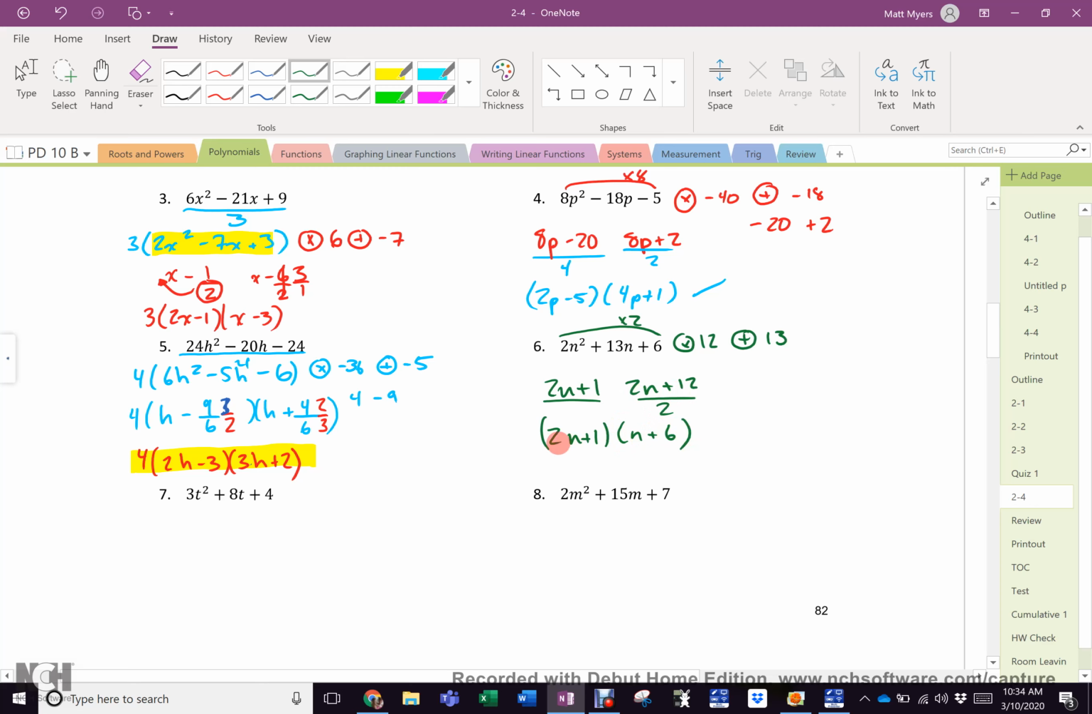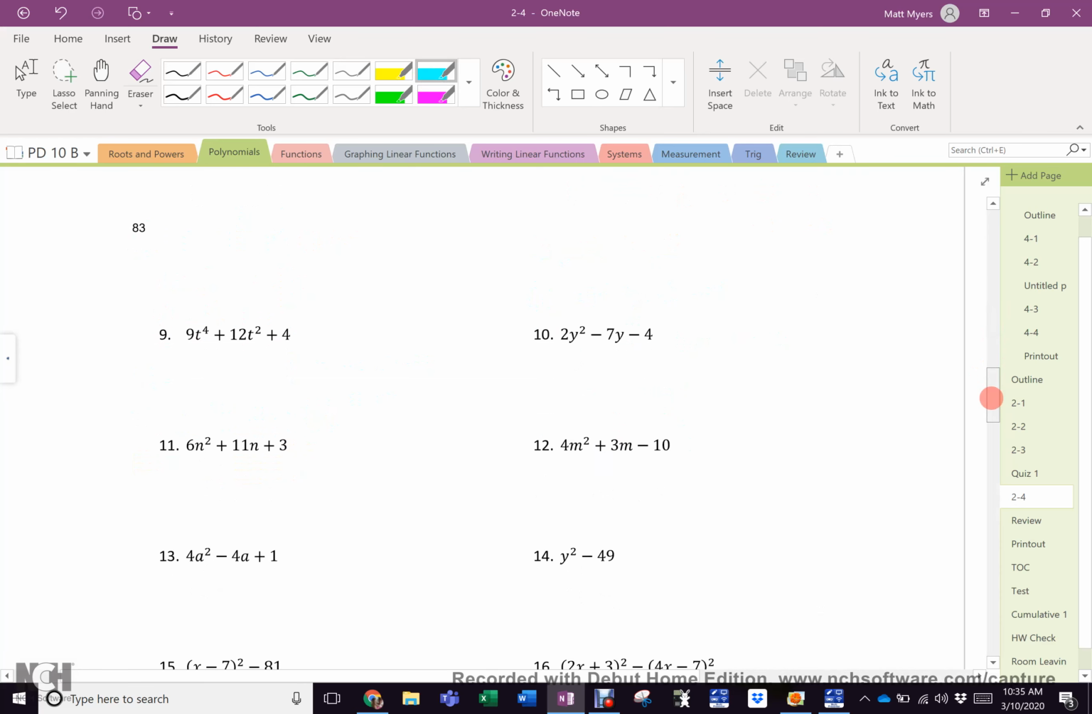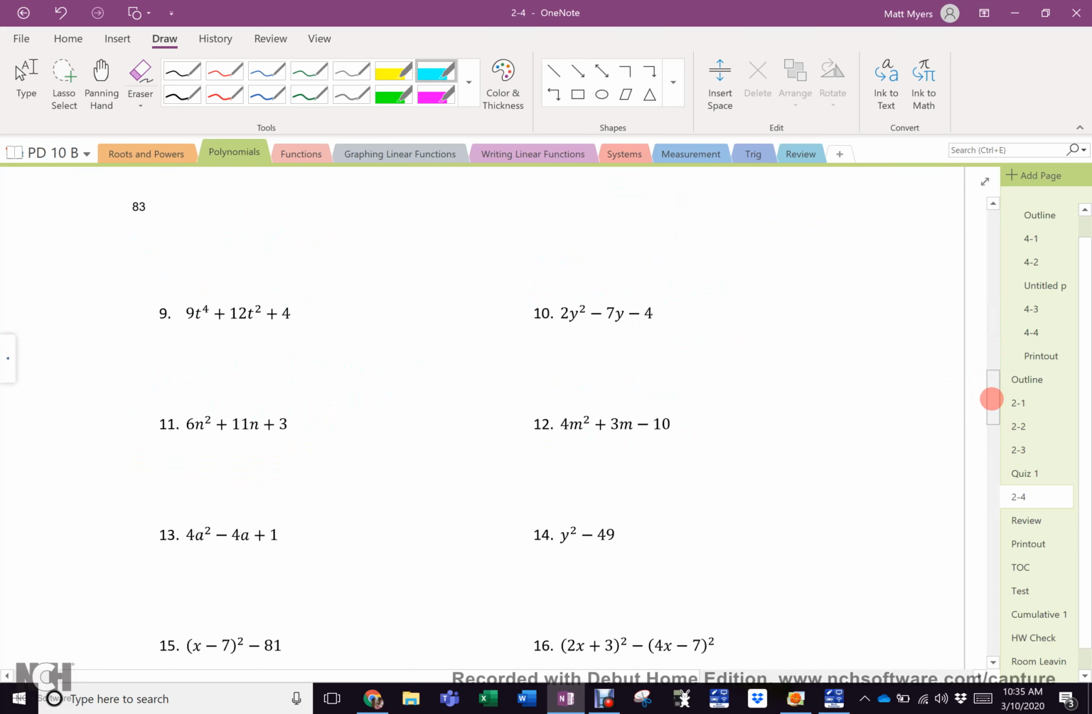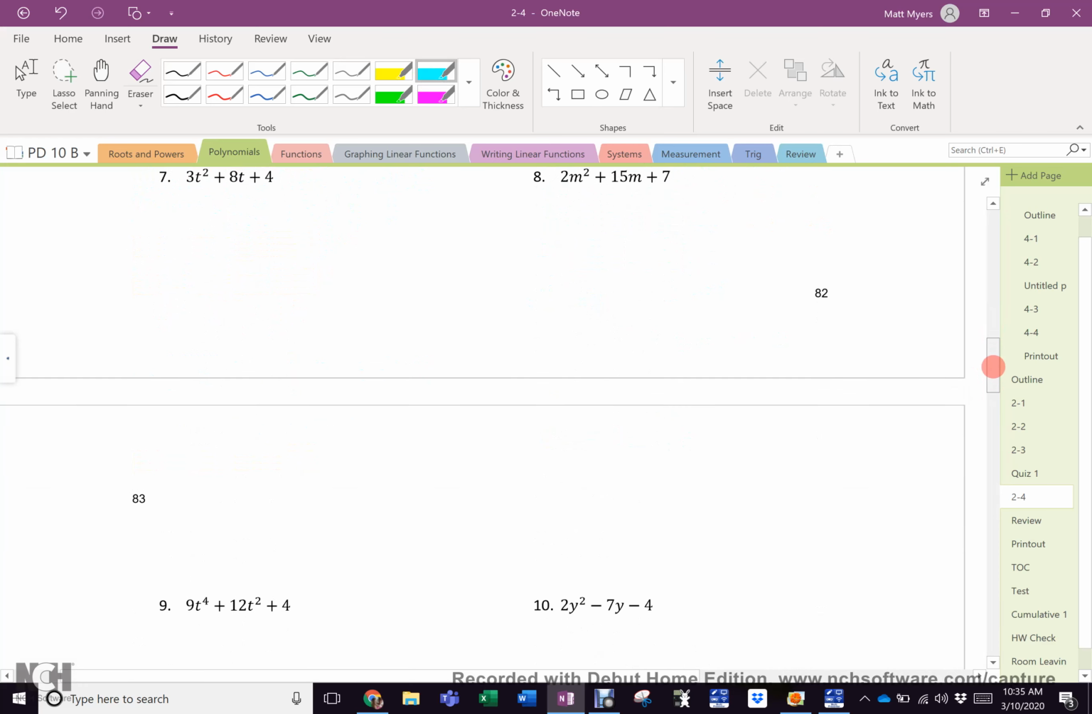And then I check. 2n times n, is that 2n squared? You're darn tootin'. 2n times 6, is that 12n? Plus 1 times n, is that 13n's? Yep, and 1 times 6 is 6. No name method. Worked lovely. Everybody cool? You guys do 7 and 8. Method of your choice. Go.